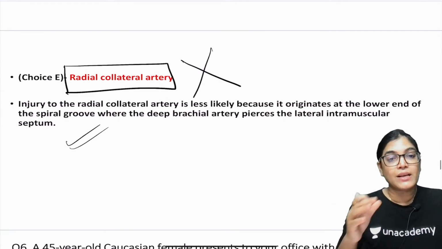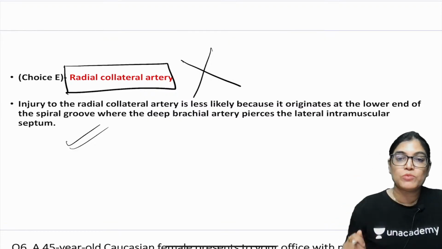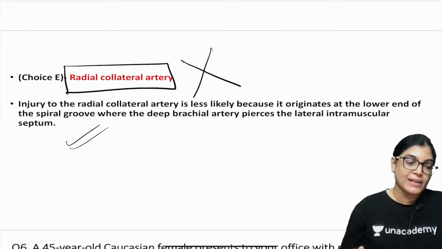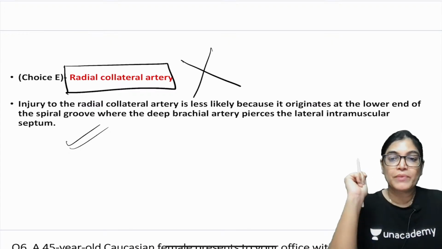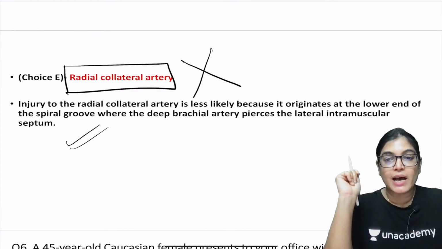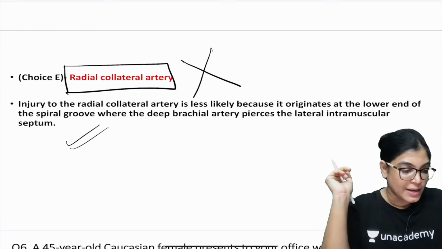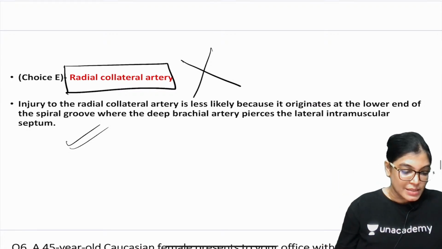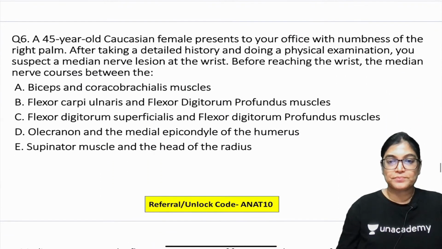It is also lying close to the spiral groove but at the lowermost part, so it is not the correct answer. So we will choose what? Deep brachial artery, that is also called the profunda brachii artery. So yes, done with this. Let's move on to question number 6.